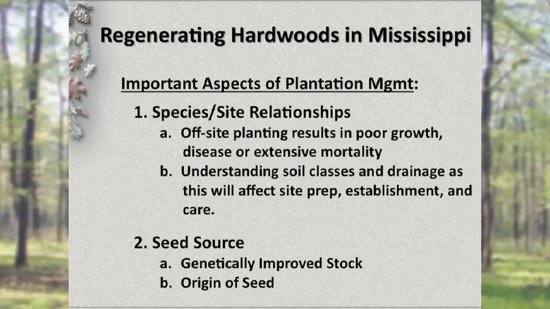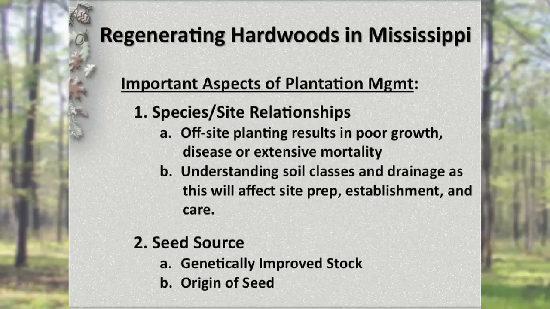First and foremost, as we stated before, species-site relationships are critical. Off-site planting is going to result in poor growth. It's going to give us disease possibilities or eventually maybe even extensive mortality. So we need to understand our soil classification, our drainage, and how this will affect both our growth, site preparation, our establishment, and our care, and later on our growth.